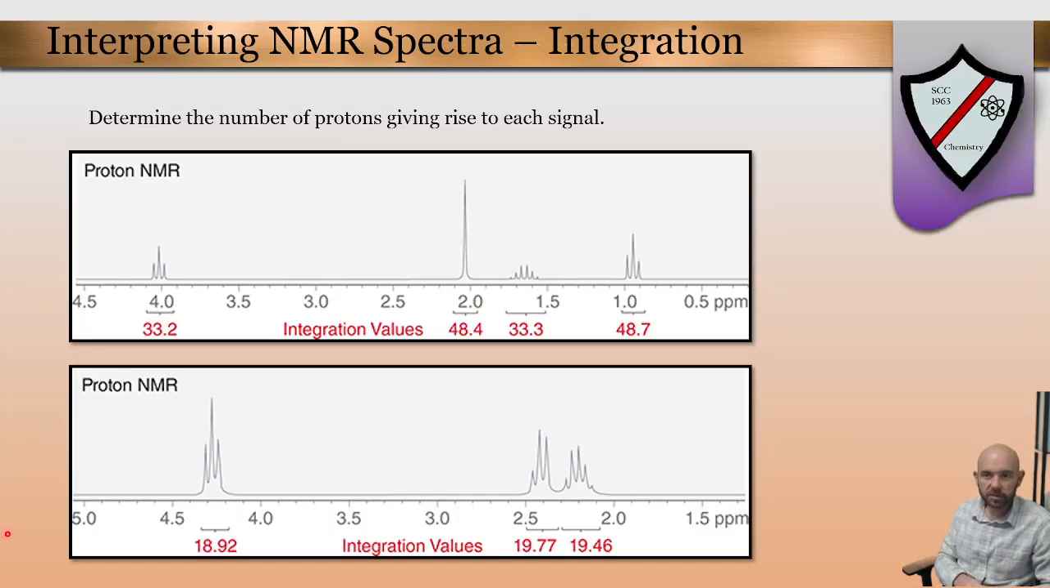We have some more examples of evaluating the integration on this slide. Like I said, these are some of the older school examples where you have to do the evaluation yourself given the relative integration values. So we'll take the values that we see there and divide by the lowest number that we have. In the first set, I see that the smallest integration value is 33.2, so I'll divide all of those by 33.2.